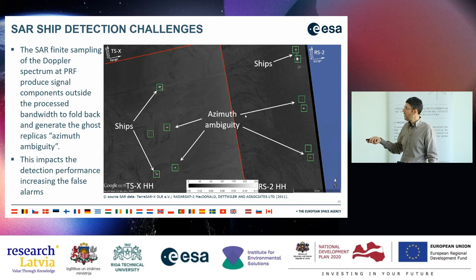And here you see an example of real ships, and the arrows point out azimuth ambiguities. These are replicas that are there, but if you simply use a detection algorithm, okay, detect everything that is above a certain threshold, of course you will detect also these ambiguities, right? And of course, this has a strong impact on the performance, because if you detect ghosts, you are increasing the false alarms. These are not ships, they are ghosts. And of course, you want to avoid this.